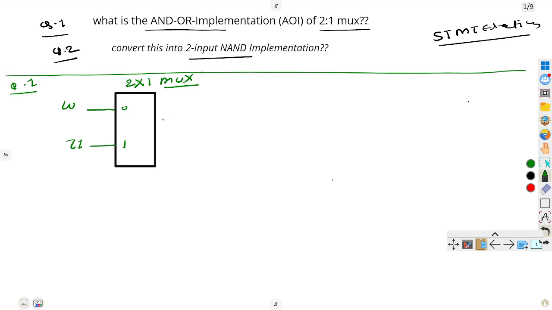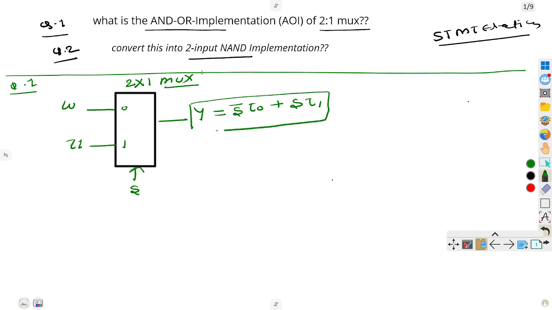Okay, these are the two input lines and this is the output, and the selection line I am considering is S. Okay, so how can we write the output equation? S complement into I0 plus S into I1. So this is the output equation of the 2 cross 1 mux. I need to design this using the AND-OR gates. First part, see what is the AND-OR implementation, means AOI implementation of the 2 cross 1 mux.